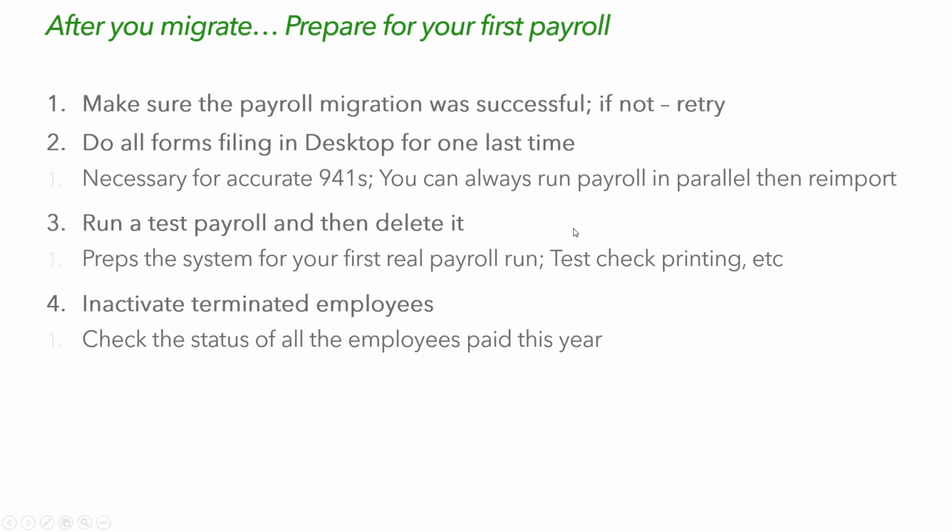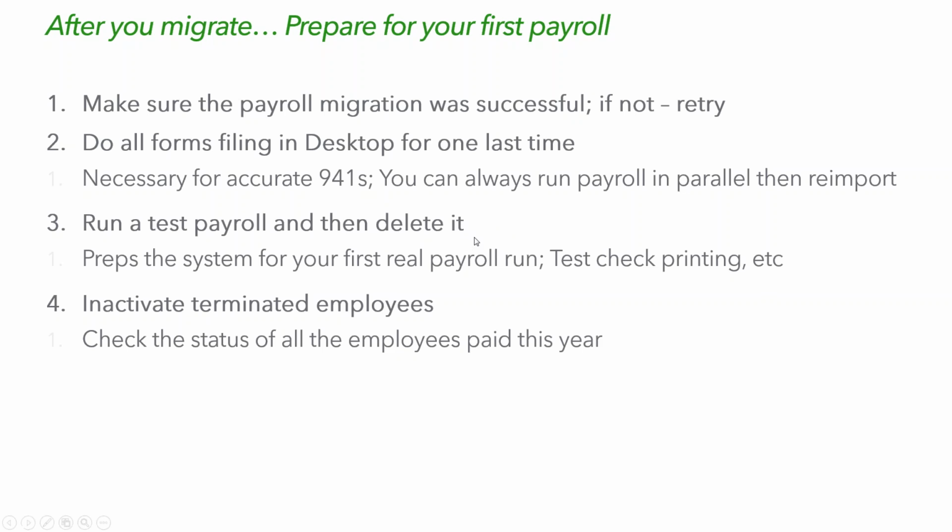All right, so again, after you migrate, make sure everything was good. If not, you can retry. Do all your last form filings in desktop. Again, since just a summary level payroll comes over, you should file correct 941, you should probably do it in desktop. If you do it right after you file, that also provides you plenty of time to get your e-filing set up again in QuickBooks Online for the clients.